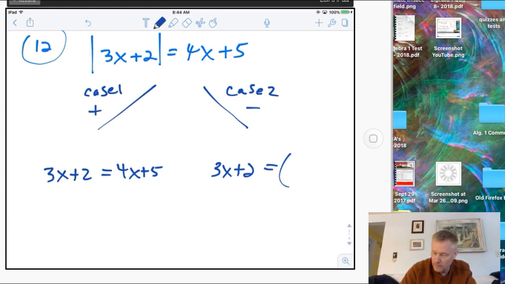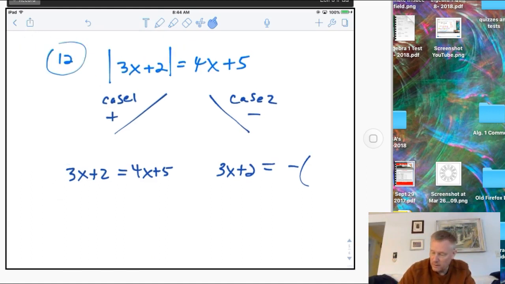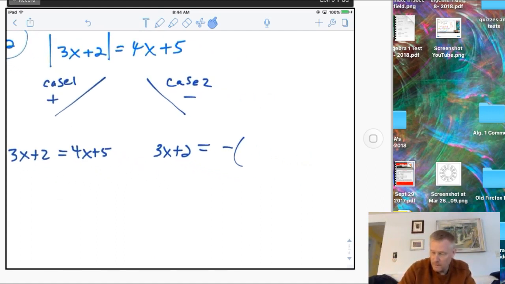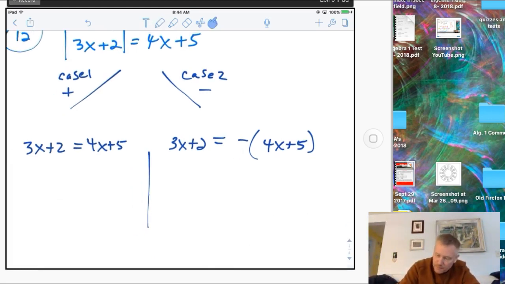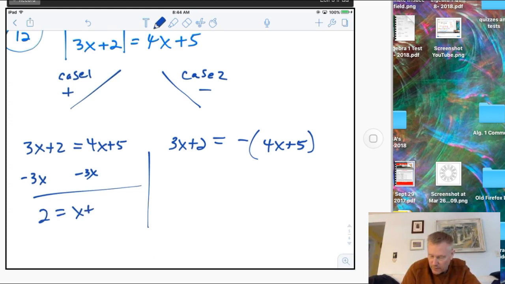Let me move that. Because this is the negative (4x plus 5). All right, so that'll give me my 2 answers. The only thing that really was different there is I had to use parentheses around that whole thing because you're making the whole answer negative. All right, now let me solve it. Subtract 3x. I get 2 equals x plus 5. Subtract 5. I get x equals negative 3.